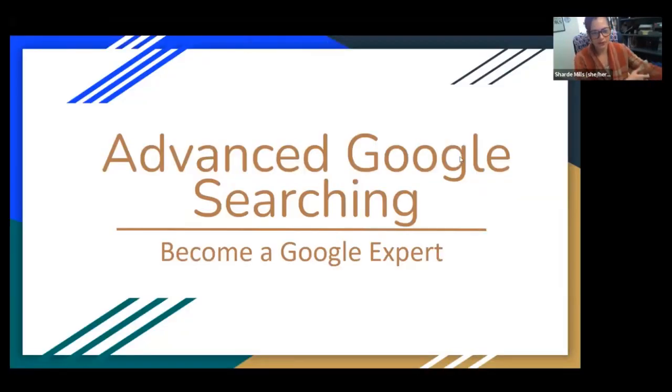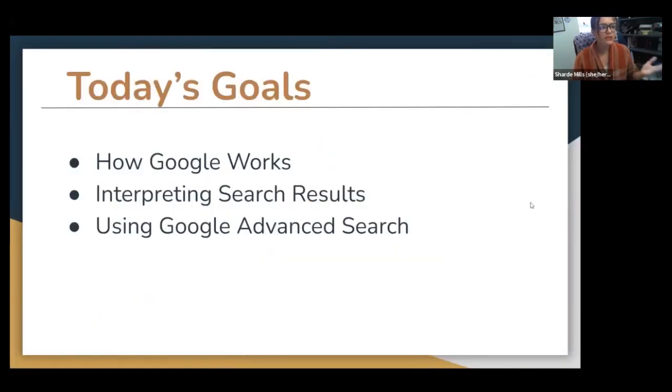So this is our first workshop in a series of workshops this quarter called Become a Google Expert. The focus of this particular workshop is advanced Google searching. We're going to focus on what we librarians sometimes refer to as regular Google, making the most of that. We're going to be discussing how Google works, strategies for interpreting your search results, and very specifically how to use the advanced Google search feature. Is there anything you wanted to add to that, Heather?